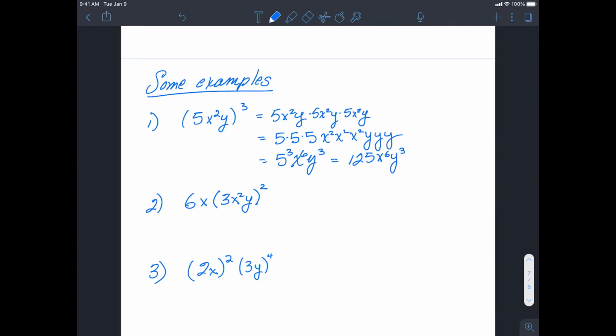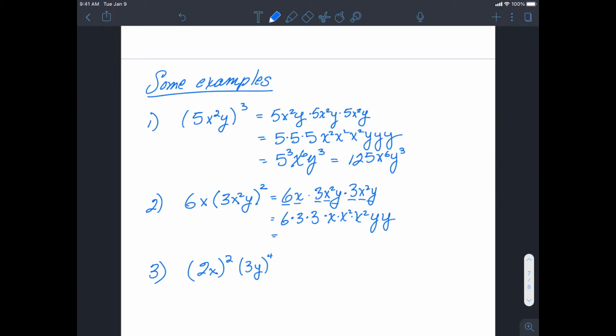Okay, let's take a look at the second problem. 6x times 3x squared y squared. If we were to expand this, this would be 6x times 3x squared y times 3x squared y. We can gather all of the numeric terms, the 6, the 3, and the 3. So this is 6 times 3 times 3 times x squared times x squared times y.